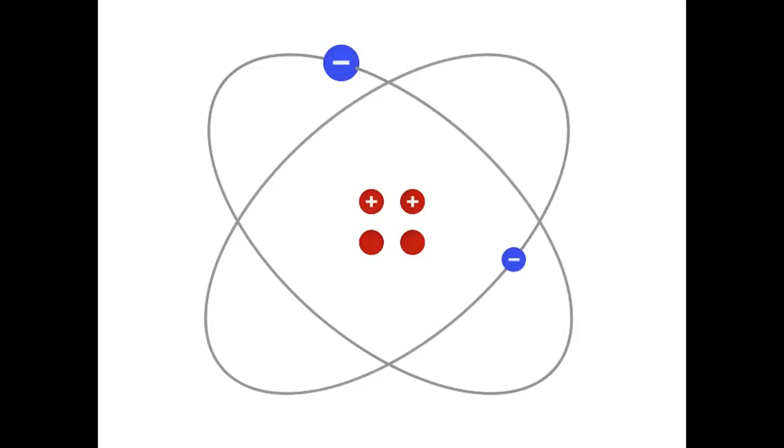Here, we have a helium atom with its 2 electrons traveling in 3-dimensional orbits in the first energy level or shell of the helium atom. The nucleus is made up of 2 protons and 2 neutrons. The number of electrons and protons of an atom is always the same.